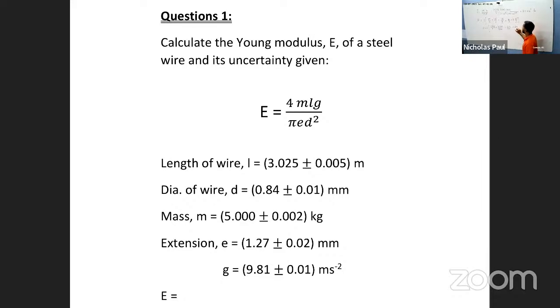Do I necessarily have to write the 10 to the minus 3 here and 10 to the minus 3 here for the error part? No, because they'll cancel out, right? But as a habit, you can still write it, right? But you don't have to. And the last part is 2 by the error in D on D. So the error in D is 0.01 over 0.84.